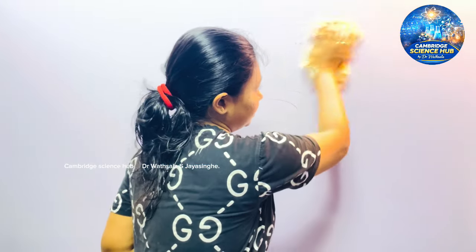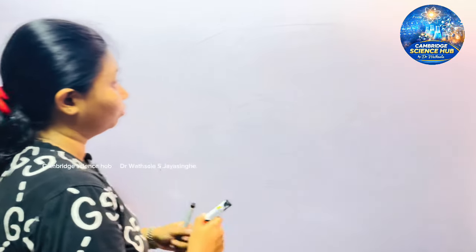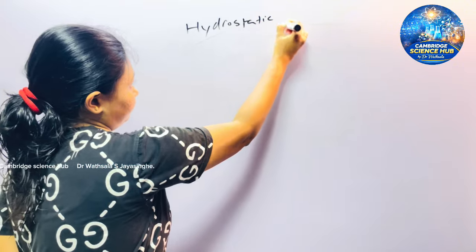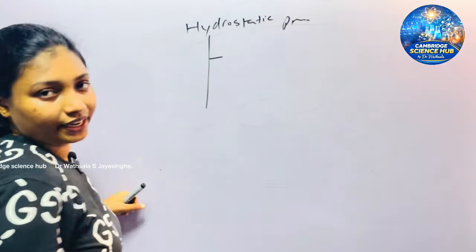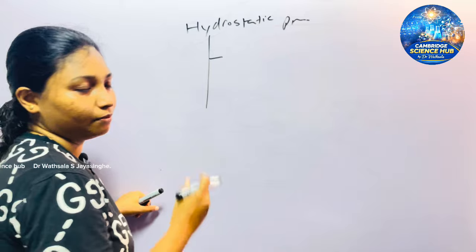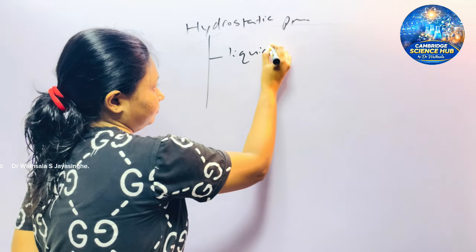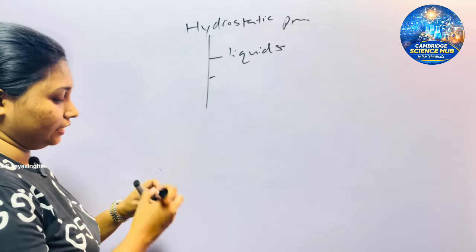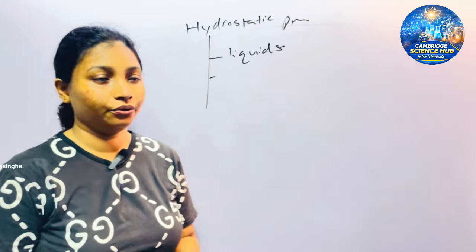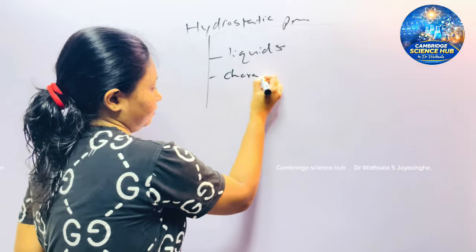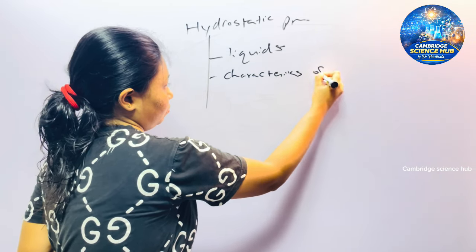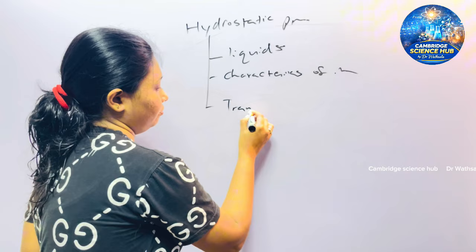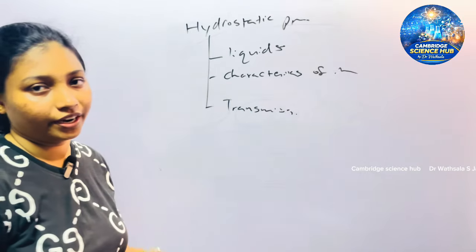Now let's learn about pressure. Now let's move to the topic hydrostatic pressure. Already I told you, hydrostatic means pressure exerted by liquids. Here you are not going to talk much about that. You will learn about the characteristics of hydrostatic pressure, and also you will learn about the transmission. These are the things that you will learn about hydrostatic pressure.